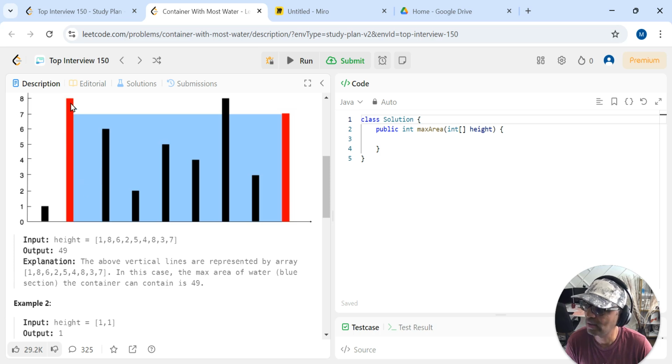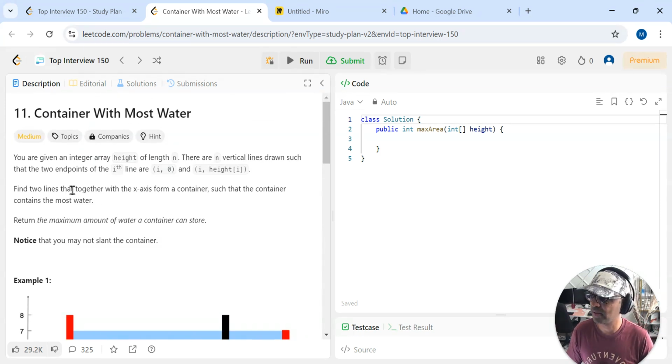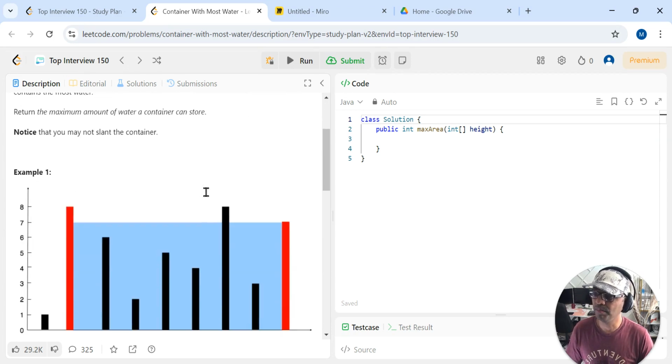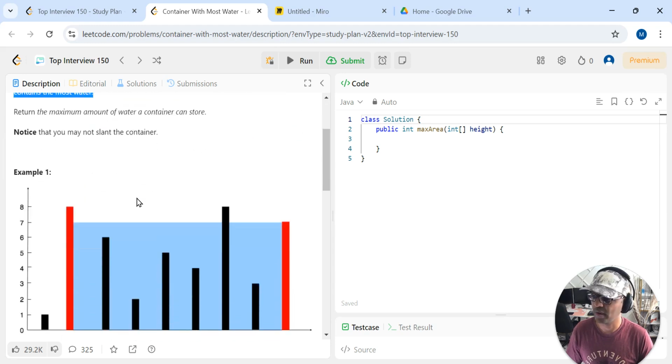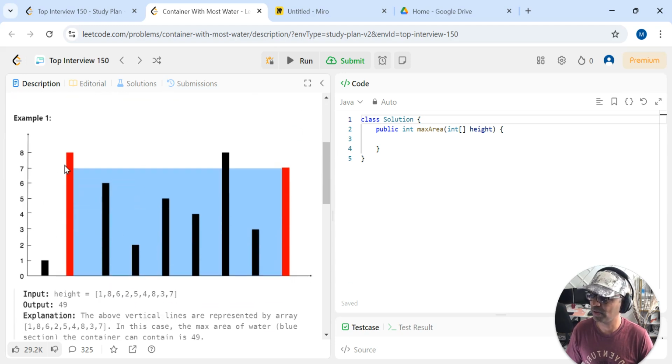Okay, I see. Each of these lines can be the left or the right wall of some container. The bottom of the container is always the x-axis. They said that here, together with the x-axis. I think that was a very mathematical way of describing it, but now I understand from the example what they are asking us to do: each of these can be either the left side or the right side of a container.